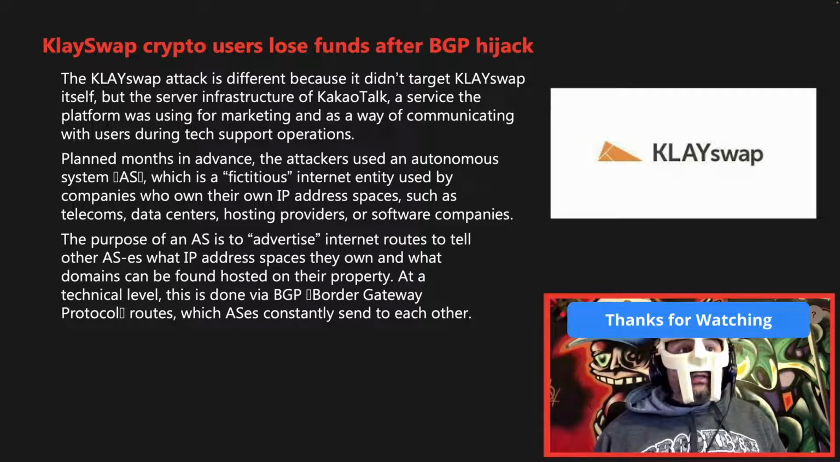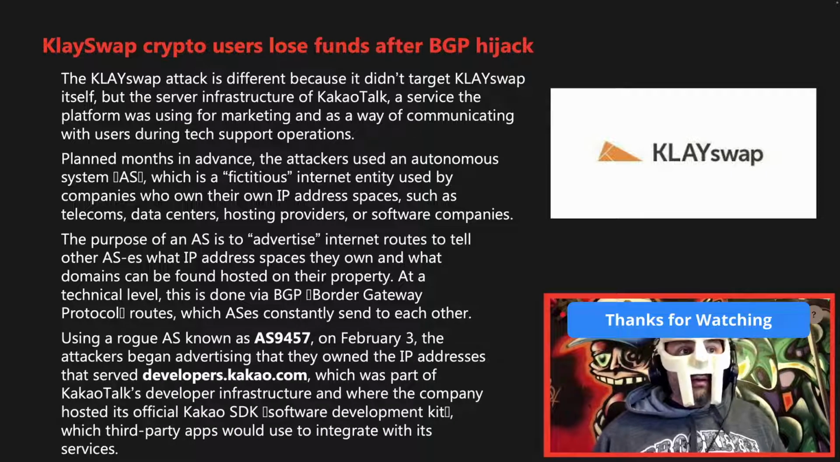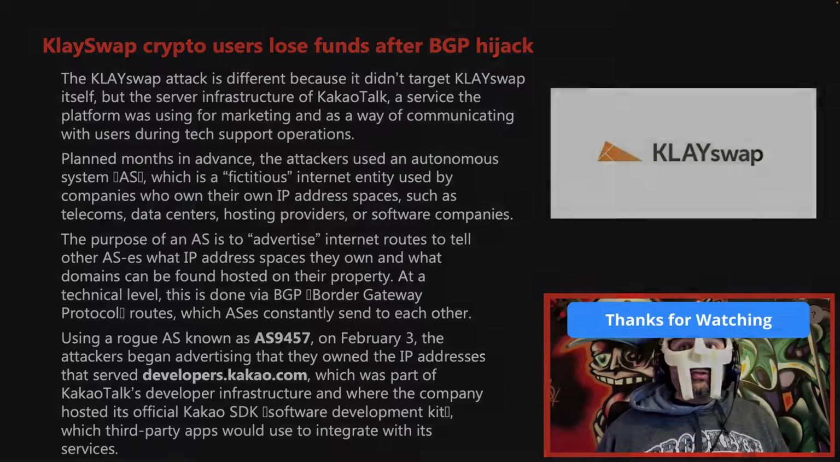The purpose of an AS is to advertise internet routes, to tell other ASs what IP address spaces they own and what domains can be found hosted on their property. At a technical level, this is done via BGP, Border Gateway Protocol, routes, which ASs constantly send to each other. Using a rogue AS known as AS9457 on February 3rd, the attackers began advertising that they owned the IP addresses that served developers.kakao.com, which was part of KakaoTalk's developer infrastructure and where the company hosted its official Kakao SDK, the software development kit, which third-party apps would use to integrate with its services.